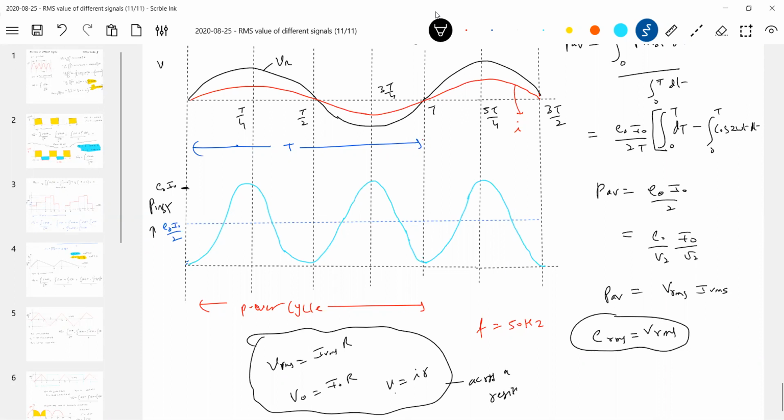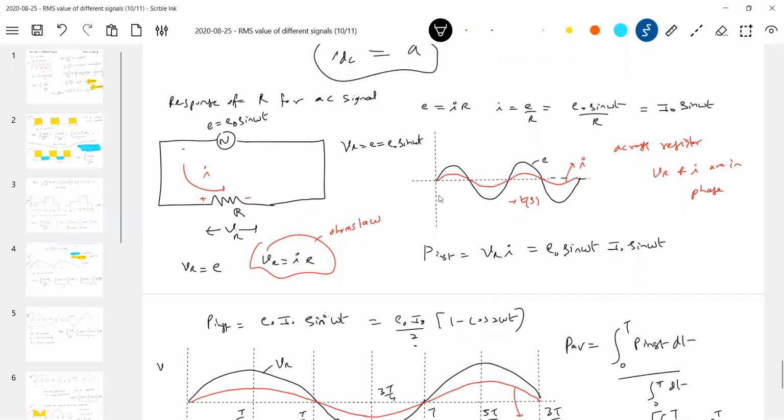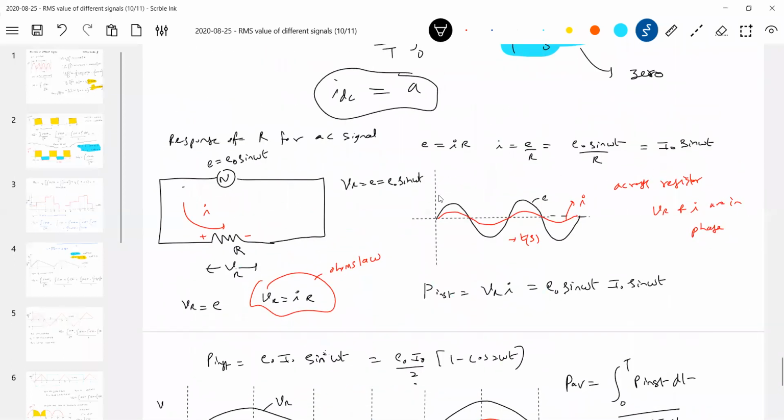You can also write power as VRMS square by R or IRMS square into R. This is the average power dissipated across a bulb of resistance R. This is about how voltage and current will be in phase. Is that okay? So this is about the basic behavior of the AC signal across a resistor. The power variation will be of this kind.